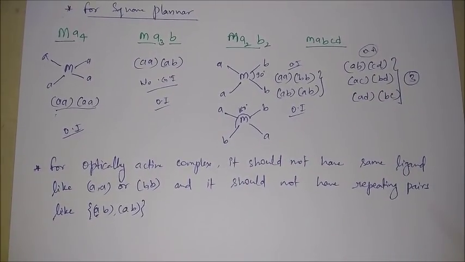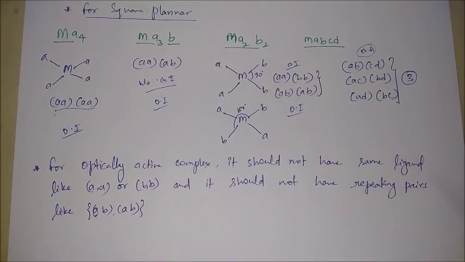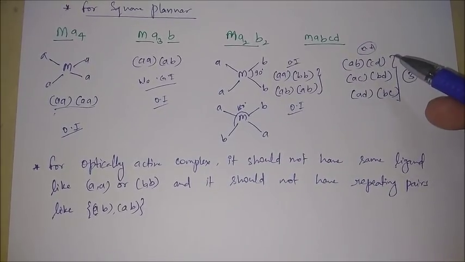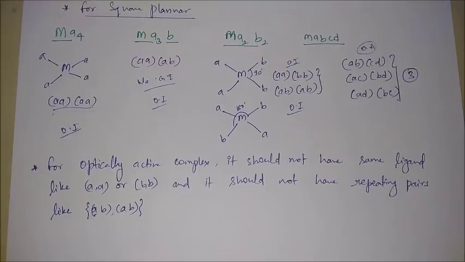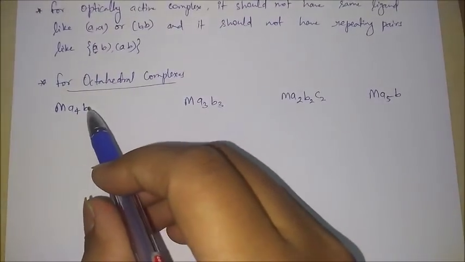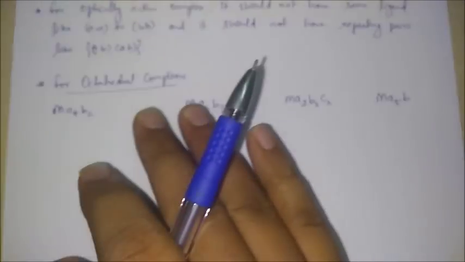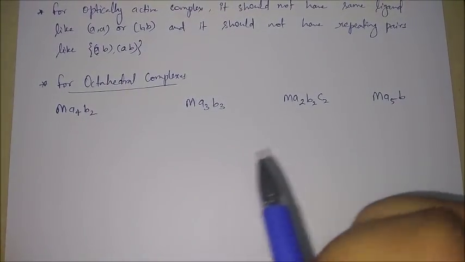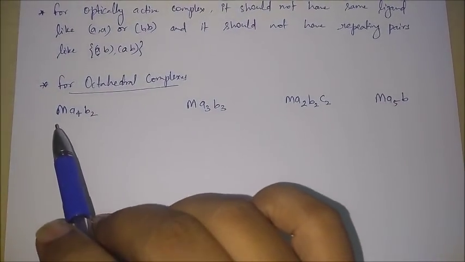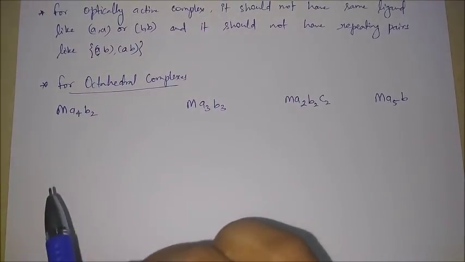Okay, now let's talk about the octahedral complexes. The rules are the same, everything will be the same, I'll just take a few examples and try to explain to you guys. So let's take the example of Ma4B2 type of complexes.